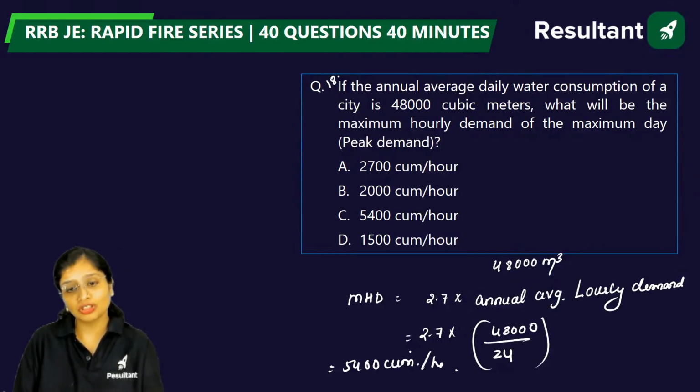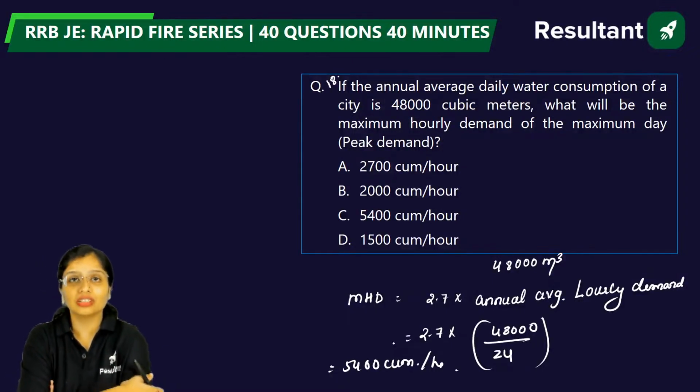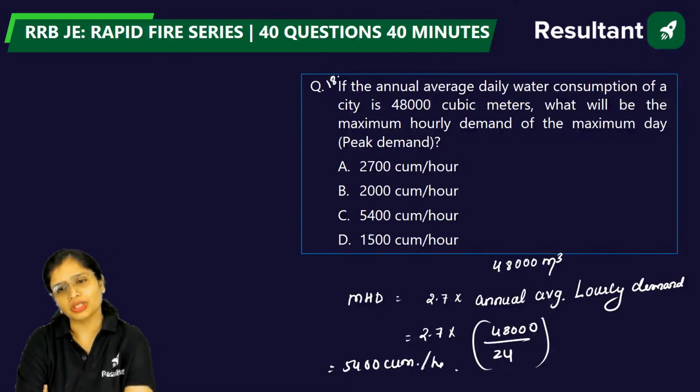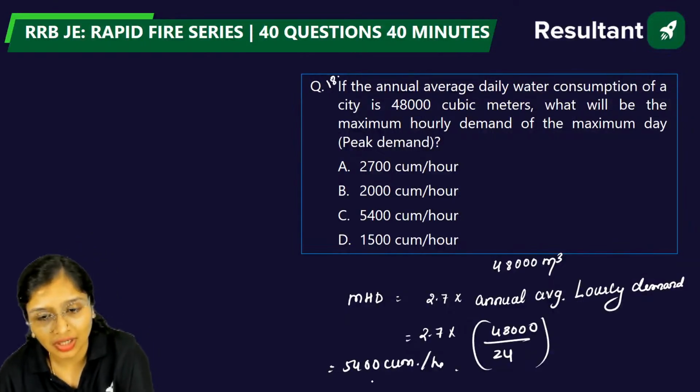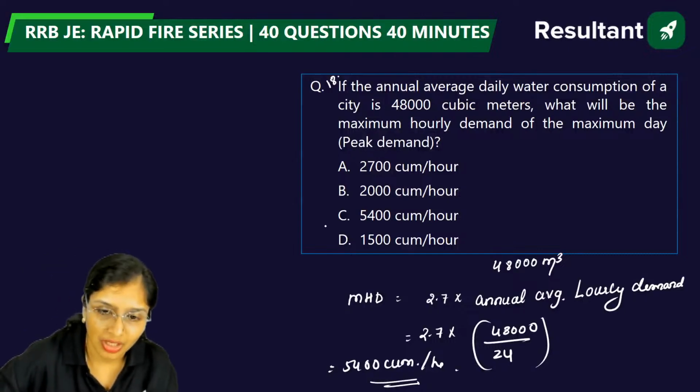This is a good question because every time they ask you in liters per day or million liters per day, but this is a question in which they're asking you in cubic meter per hour. Right? So here the maximum hourly demand is 2.7 times the annual average hourly demand. Since it is given daily, you have divided it by 24 to get the annual average hourly demand. So it will be 5400 cubic meter per hour. So C is your correct answer.